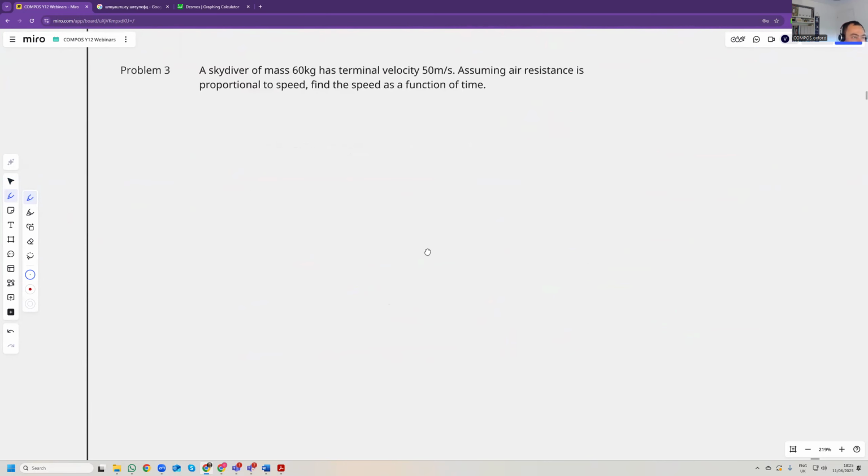Problem 3. A skydiver of mass 60 kilograms has a terminal velocity of 50 meters per second. Assuming air resistance is proportional to speed, find the speed as a function of time. First we start by drawing the skydiver and the forces acting on the skydiver. The forces are mg and the air resistance, and the air resistance is proportional to the speed, so it's kv.